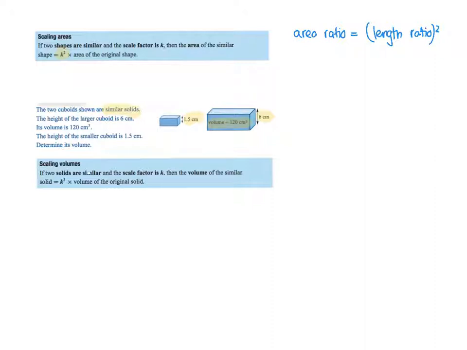We've gone straight to volume, but anyway. So if we look at the area ratio, the area is the length ratio squared. I'm going to tell you now that the volume ratio is... anyone going to have a guess? What do you reckon it might be? Yeah, good. Length ratio cubed.